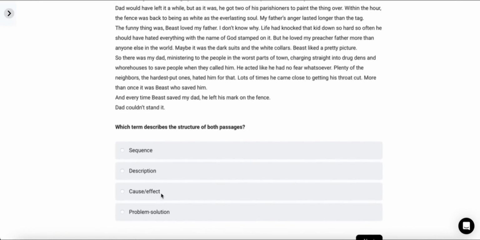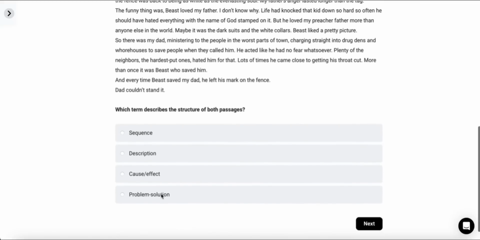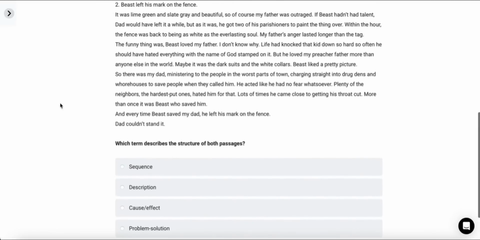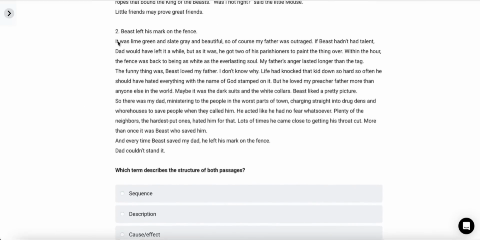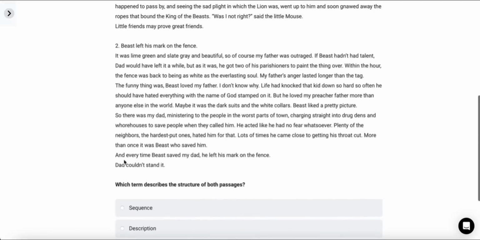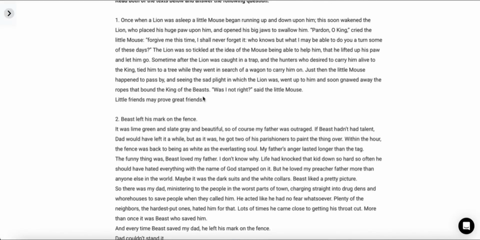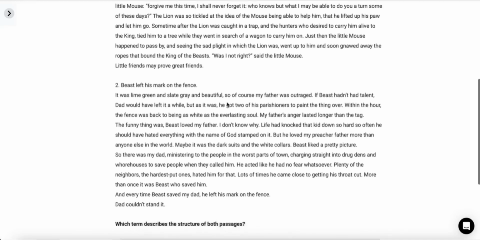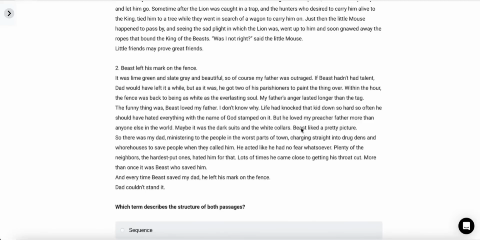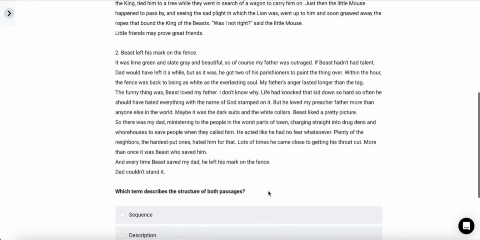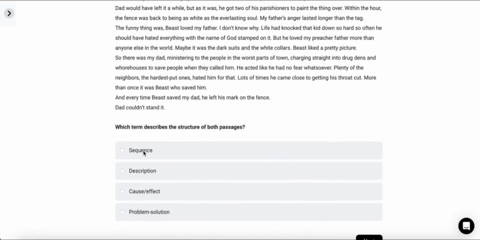Cause and effect? Are they explaining how one event had caused another or affected another? Not particularly. And finally, you have problem and solution. Even though there are issues with the first text, there is a problem with the lion being stuck. And the mouse did save them. You can't say that there is a problem necessarily in the second text that is being solved. So the correct answer is sequence.